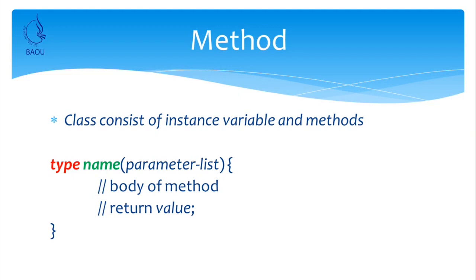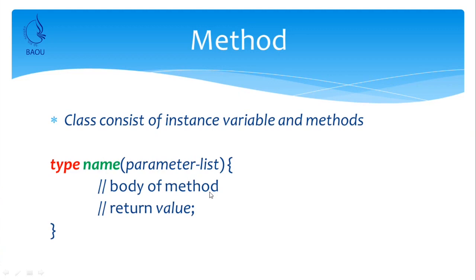So, every method has a name. The name, which is shown here in green color, represents the name of the method. The type represents the value returned by the method, and it may be an ordinary data type or it may be an object also, and a method may require some data to operate on. So, this parameter list, which is optional, represents data required by the method to process, and inside curly braces we define the body of the method.